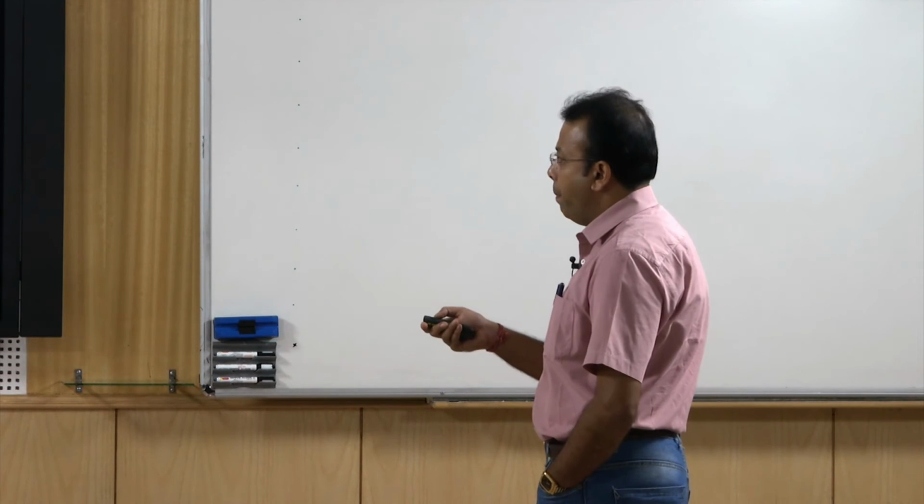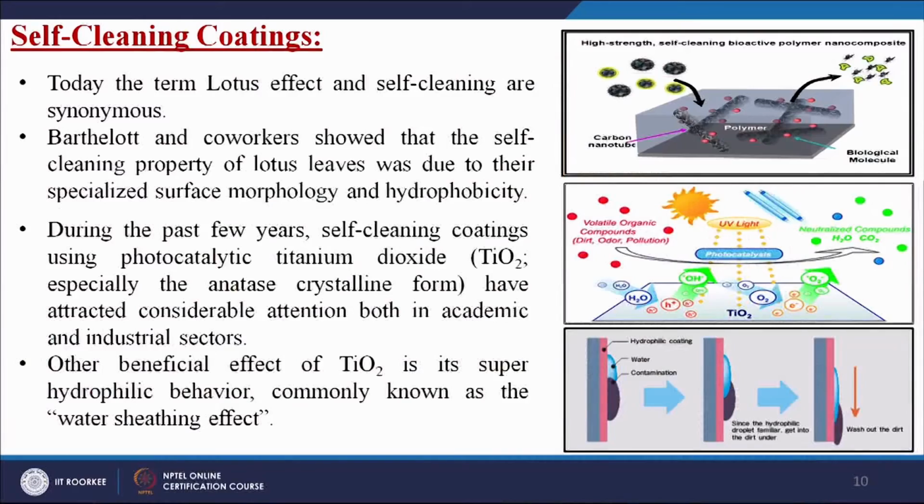Barthlott and co-workers showed that the self cleaning property of lotus leaves was due to their specialized surface morphology and hydrophobicity. During the past few years, self cleaning coatings using photocatalytic titanium dioxide, especially in the anatase crystalline form, or the anatase phase as we generally call it, have attracted considerable attention in both academic and industrial sectors. Another beneficial effect of TiO2 is its super hydrophilic behavior, commonly known as the water sheathing effect.